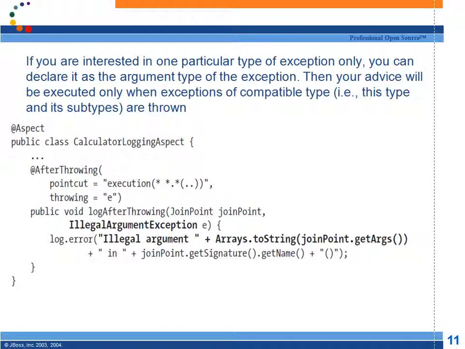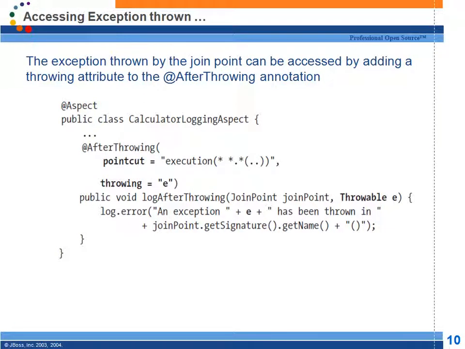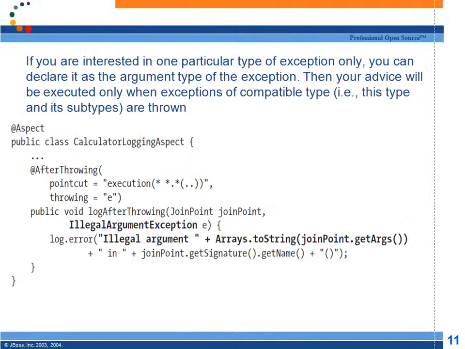Now see here, the parameter type is Throwable, right? Whatever exception might happen, this will be executed. But if you want this to be executed only for a specific exception, then you can specify that specific exception type here. This will be executed only for this type of exception or its subtypes.